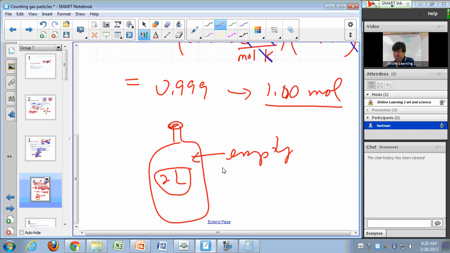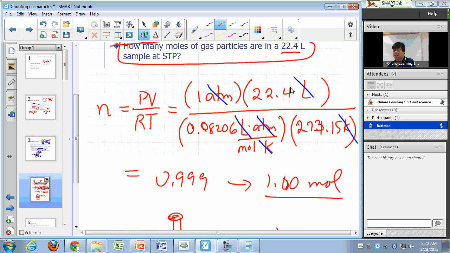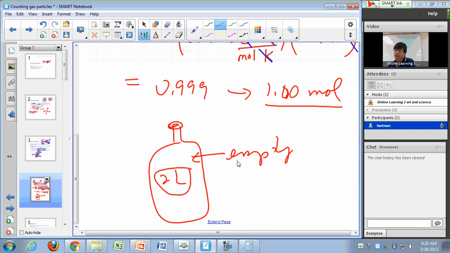You'd say, okay, we're close to STP. So not quite at STP. We're at 298 Kelvin, but that's close enough. That's only a very small percentage difference. So let's just say we're at STP.